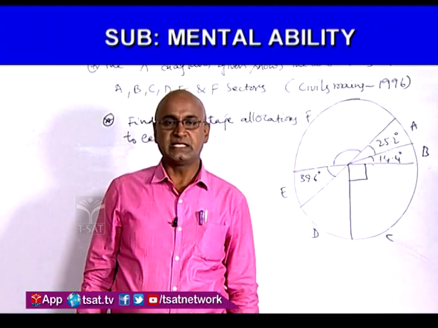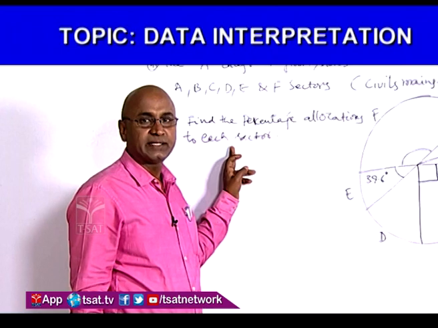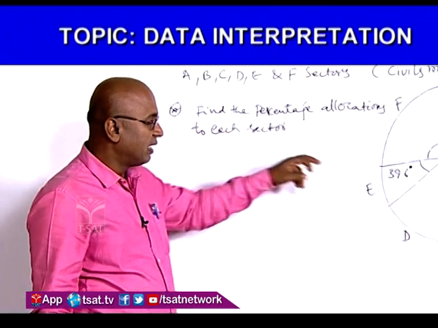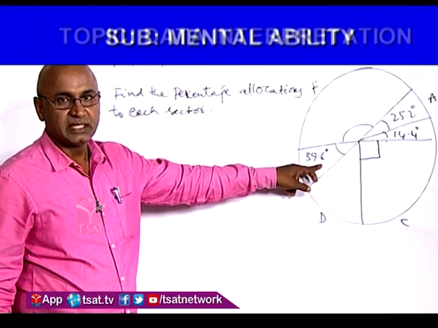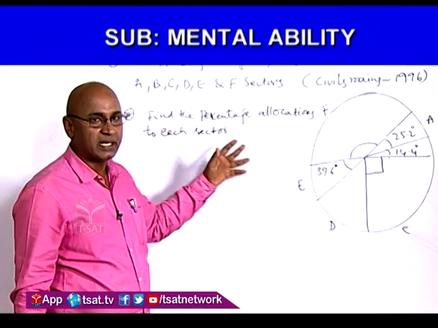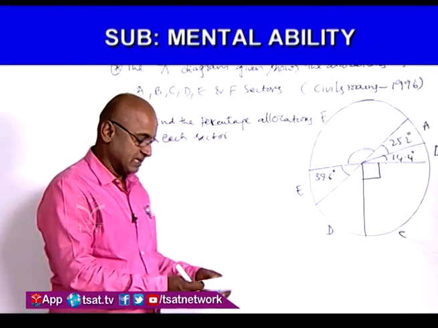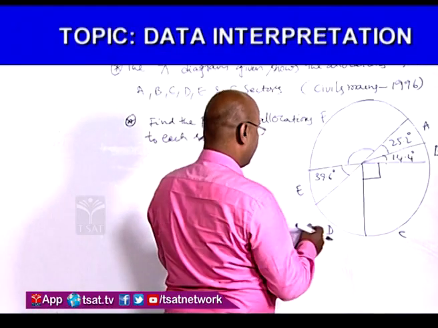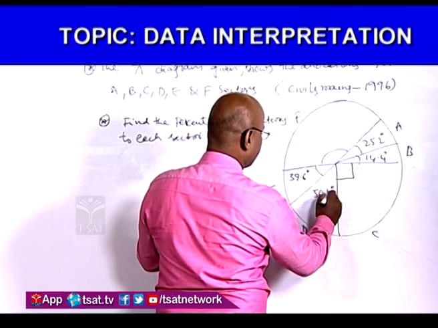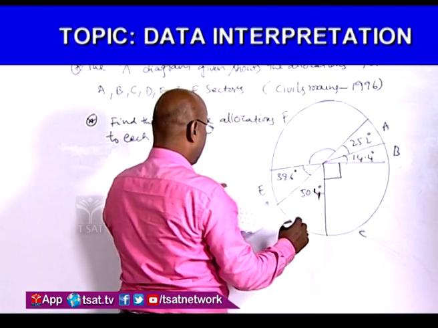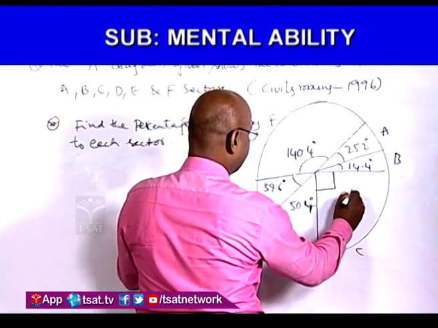The next question in this problem is like this. Find the percentage allocations to each sector. Here, the values are given in the form of degrees. Now the degree values have to be converted into percentages. What is the angle D? Angle D is equal to 50.4 degrees. We just solved that in the previous problem. And angle F is equal to 140.4 degrees, and this is 90 degrees.